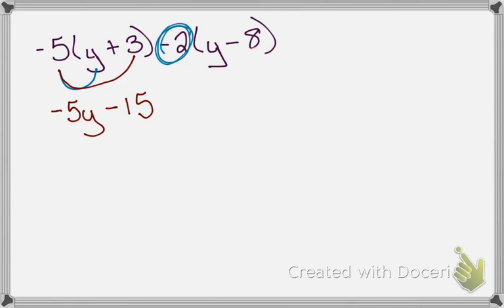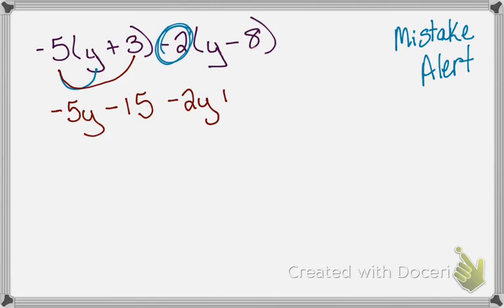Now, the place that students make mistakes is right here. Students typically distribute that 2 without any problem. But we're not distributing a 2. What are we distributing? Negative 2. Be careful. That is a mistake alert. If you make a mistake here, this is where you do it. You forget to distribute that negative. Okay? So we have negative 2y plus 16? Yes. Thank you.